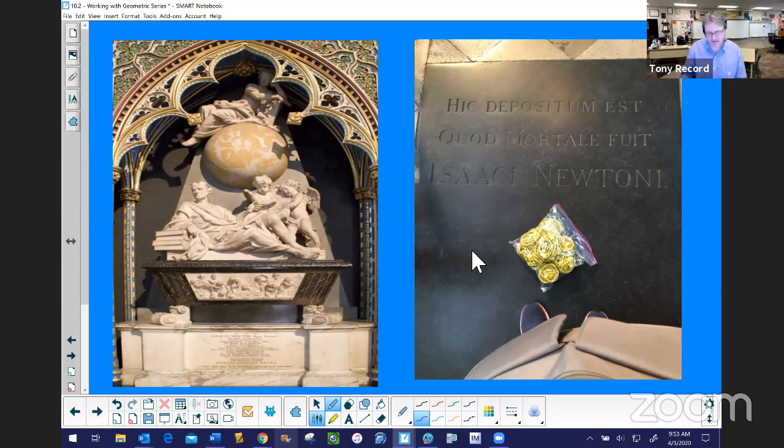And then to the right is the slab along the floor, where about 8 feet under that rests the remains of Isaac Newton. And we can see that this is written in Latin, which was the common way to depict tombs of dignitaries at the time.